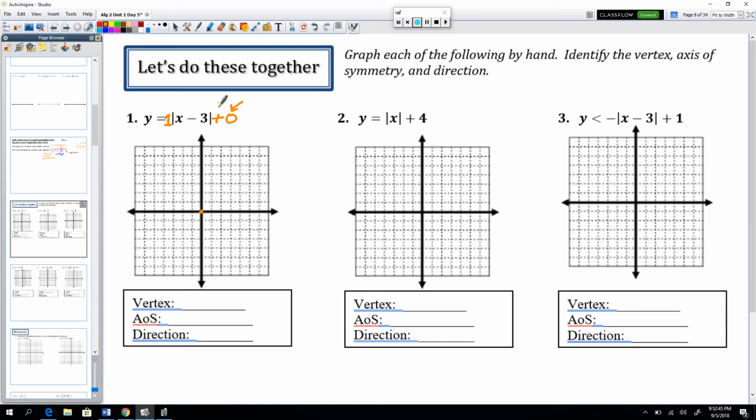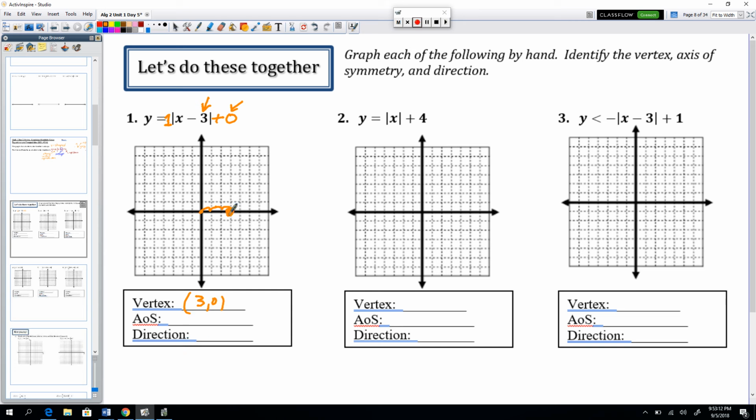There is no up-down. There is a left-right shift, though. And remember, the standard form is x minus the right shift. So since this is x minus 3, we're going to go right 3. 1, 2, 3. So our new location of our vertex, instead of that V having the pointy part at 0, 0, it now has it at 3, 0.